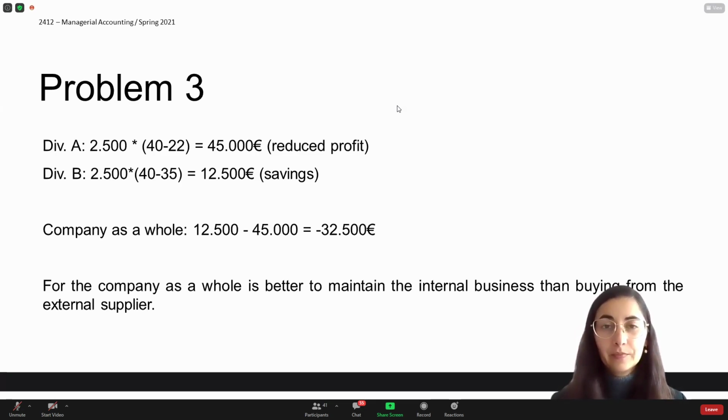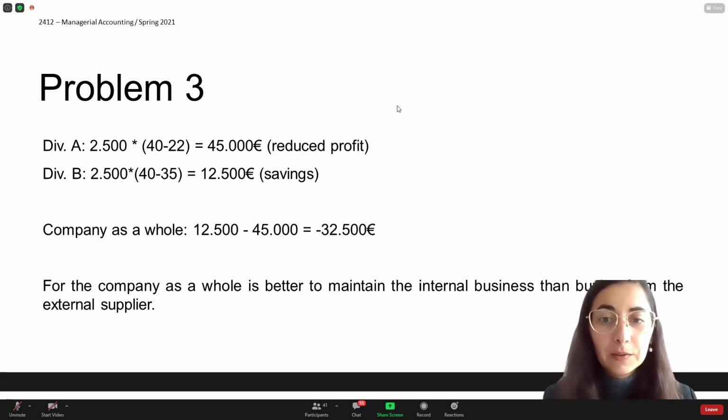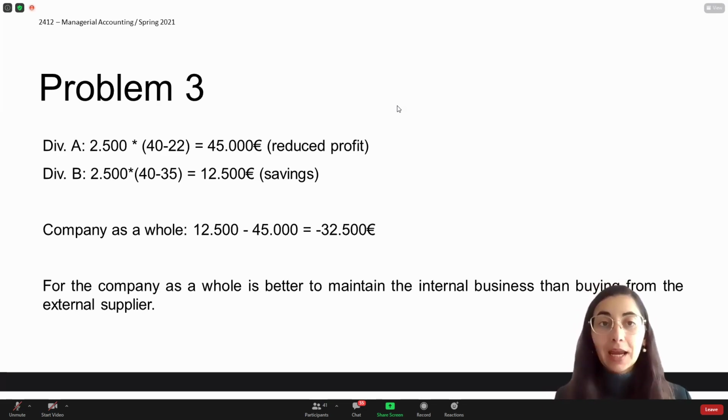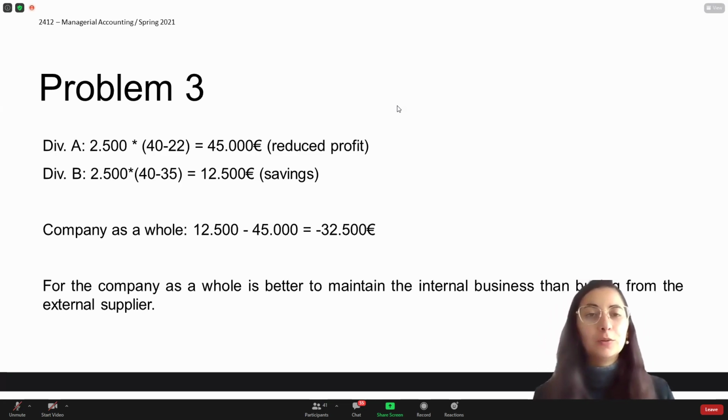Maybe a decrease in the transfer price. Sorry, can you repeat? Maybe a decrease in the transfer price. Okay. So what kind of solution are you proposing? Negotiated transfer price, right? So they can negotiate.